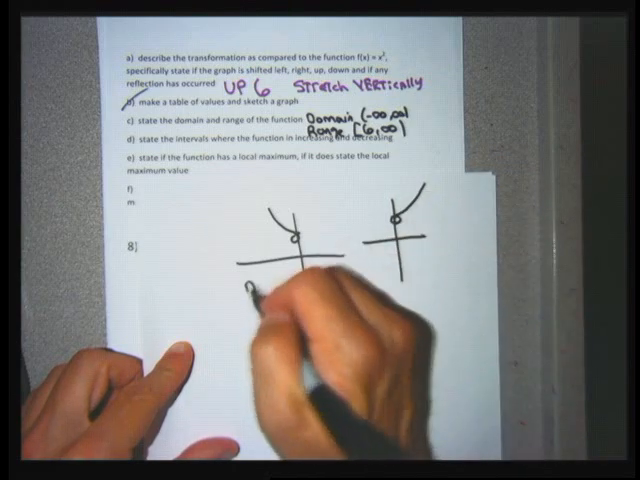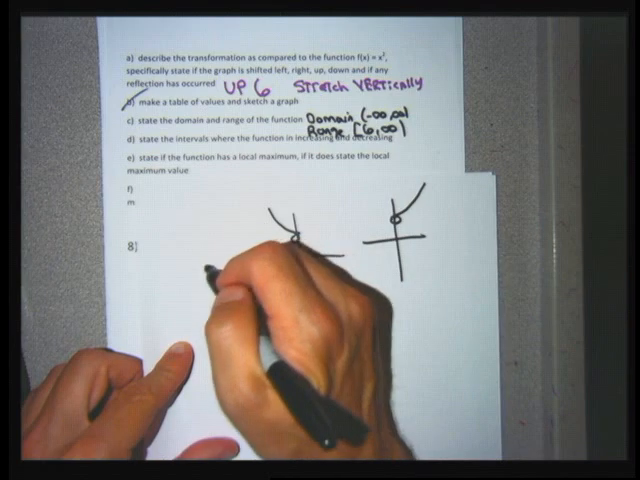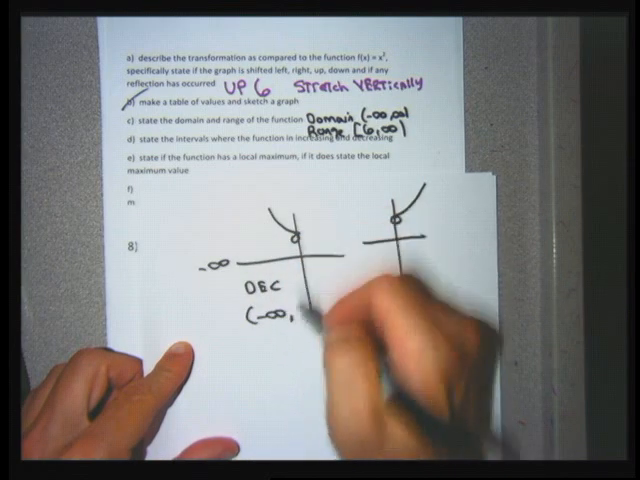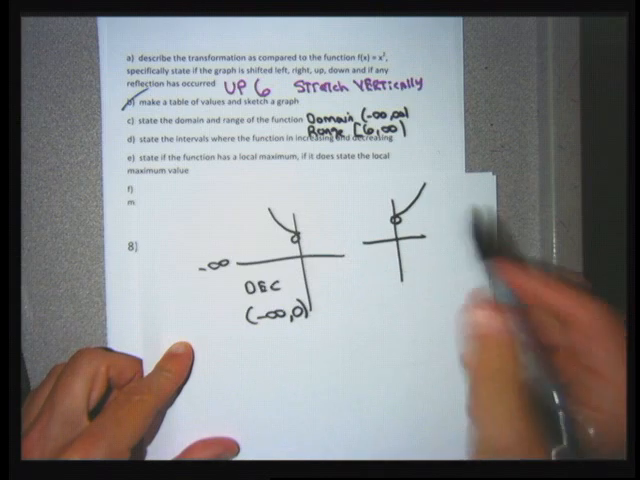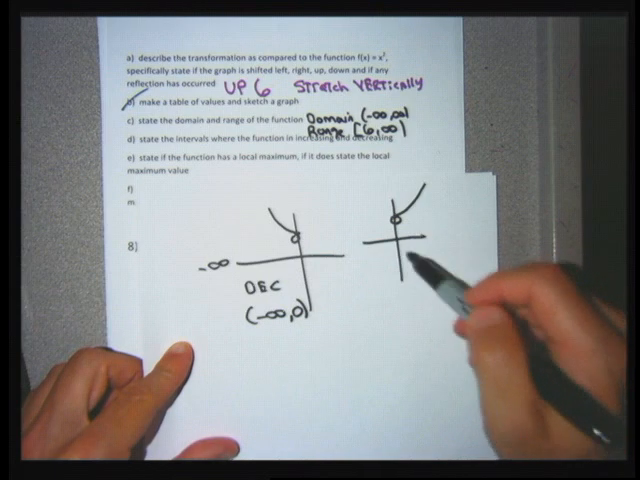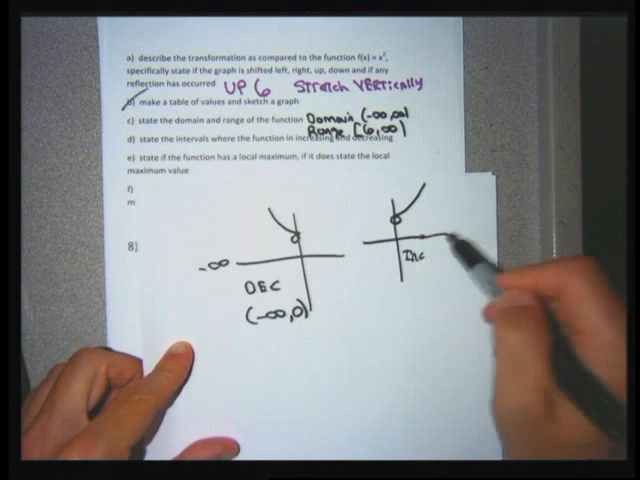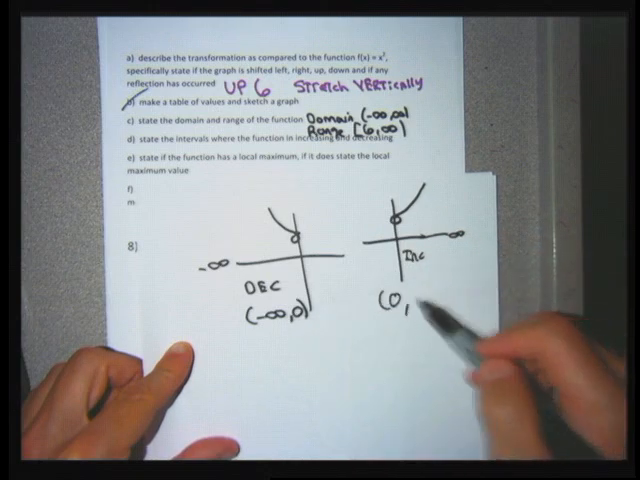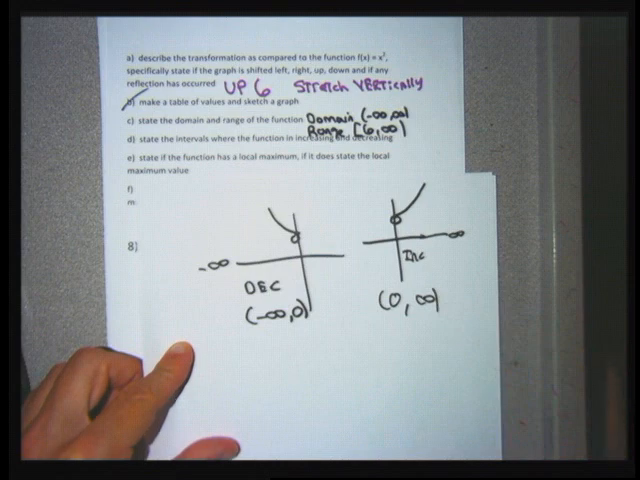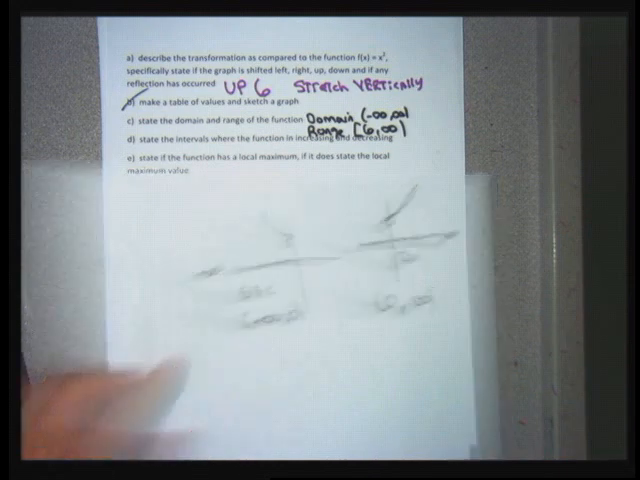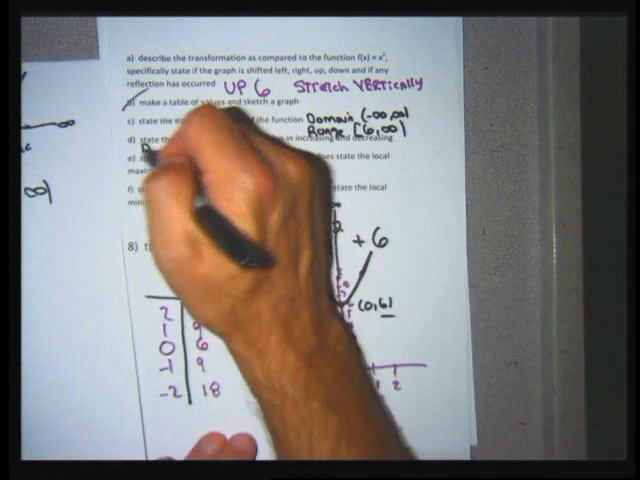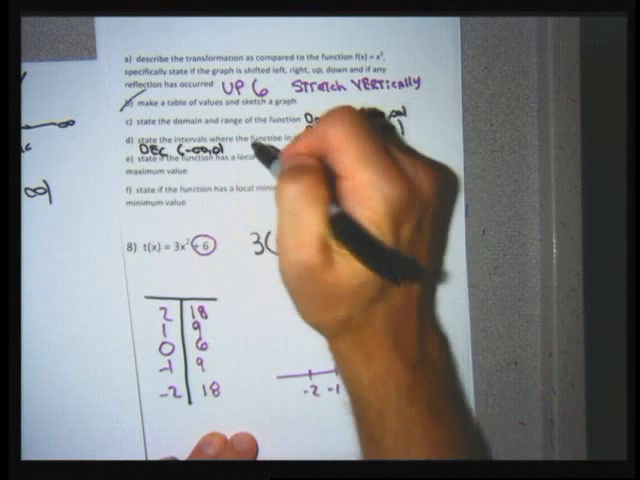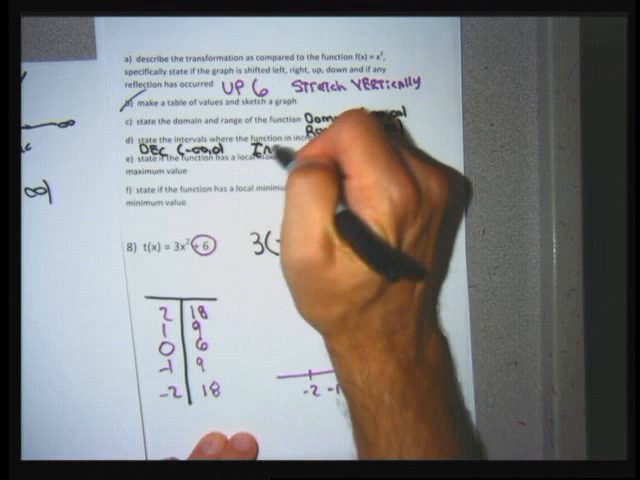And this is the region where it's decreasing. It's decreasing from the far left edge of the x-axis, which is negative infinity, to the x-coordinate of the vertex, which is 0. It's increasing from the x-coordinate of the vertex, 0, to the far edge of the right axis, which is infinity. So the decreasing is going to be negative infinity to 0. The increasing is going to be 0 to infinity.